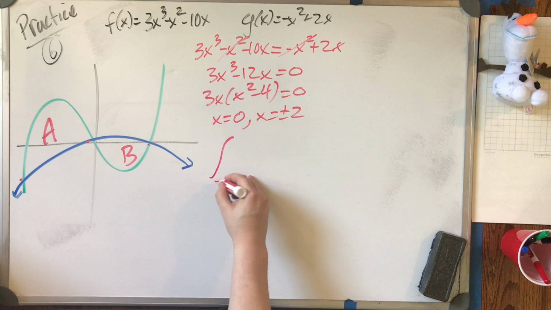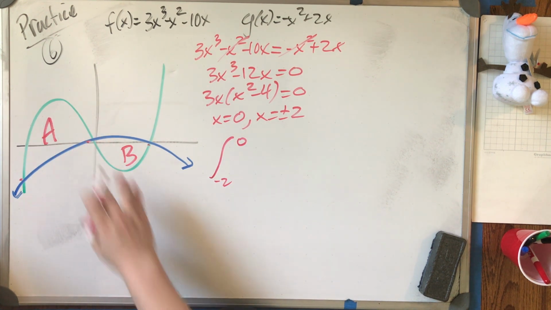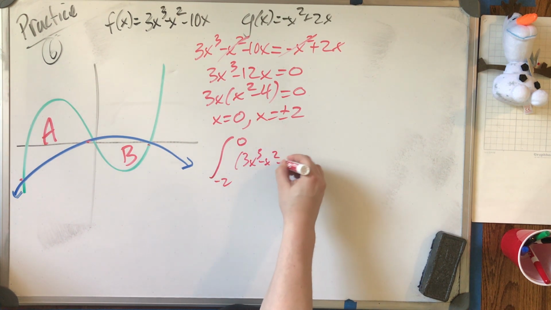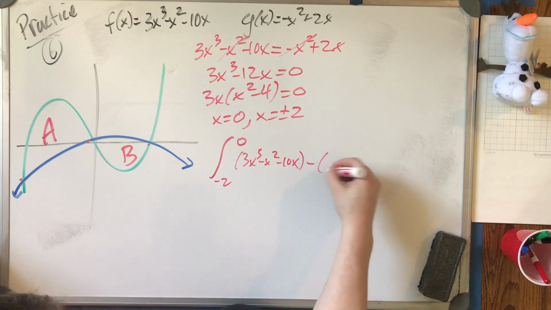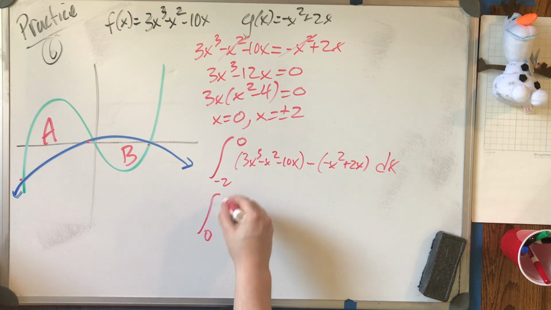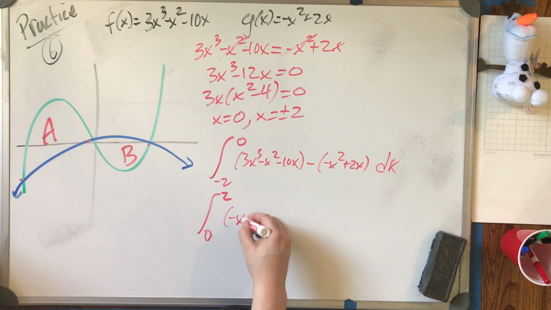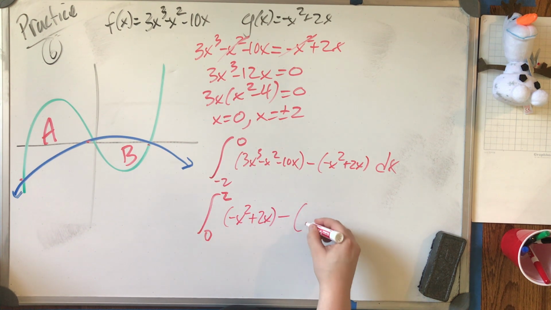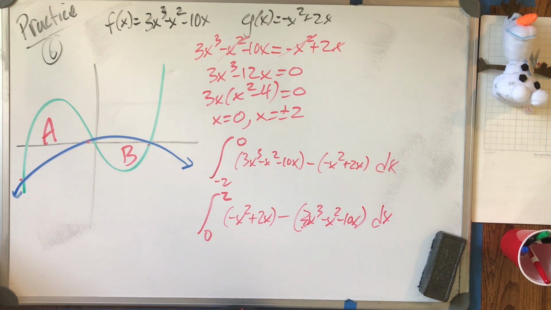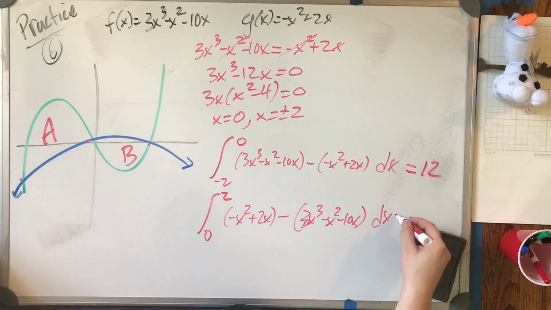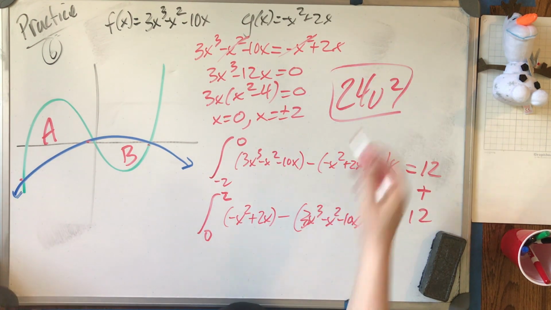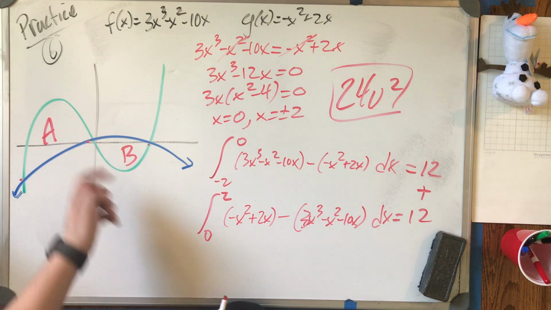So I now know that I'm going to go from -2 to 0 for a with the green equation minus the blue equation. So that's going to be 3x to the third minus x squared minus 10x minus -x squared plus 2x dx. For b, that's going from 0 to 2. And it's going to be the opposite of that, so I'm going to have -x squared plus 2x minus 3x to the third minus x squared minus 10x. And this is definitely a great one for us to just use the calculator for. So this part was 12, this part was also 12. So when I add these two together, I get 24 units squared. That's the area bound between these two curves.